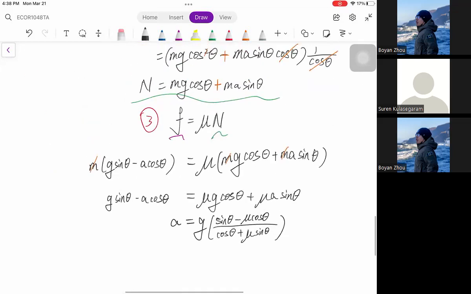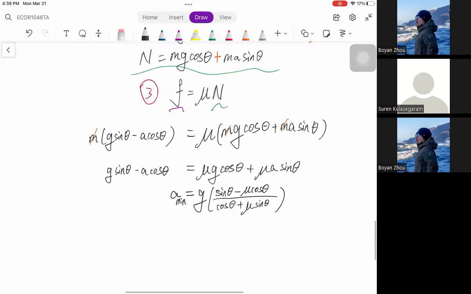Okay, so we finally have an acceleration here. And this acceleration, remember, is the case when the block tends to slide down. So what we are finding is the minimum acceleration, that is A minimum. And the corresponding P value to the minimum acceleration is the minimum P. So the minimum P can be easily obtained.